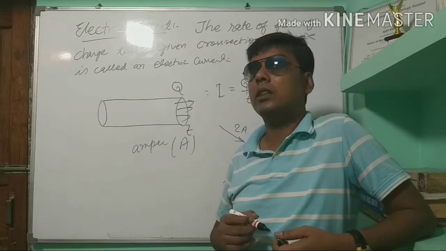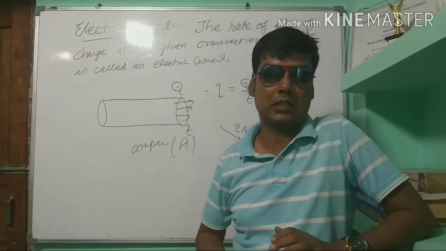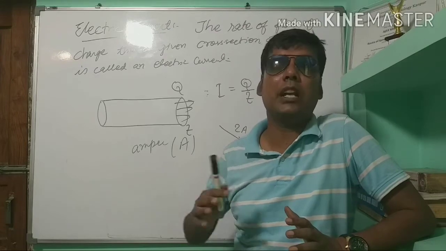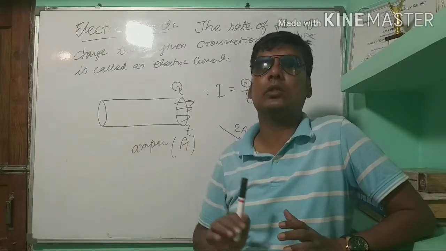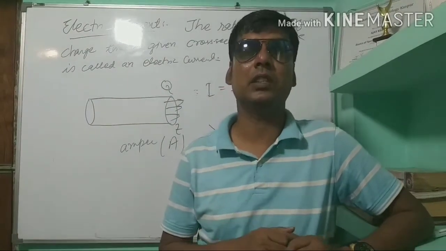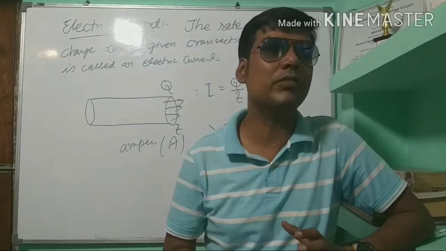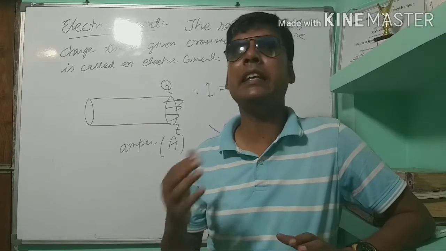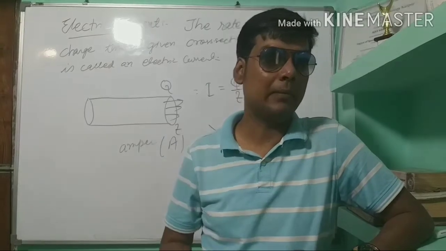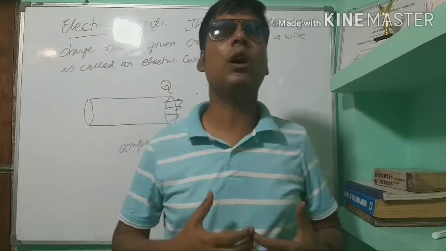So the conventional direction of electric current is the direction of motion of positive charge. The question arises, why is the direction of flow of electrons opposite to the direction of flow of current? Actually, current electricity was discovered in the 18th century. It was known that there were two types of charges, positive charge and negative charge, but the electron was not discovered at that time. So electric current was considered to be a flow of positive charge.